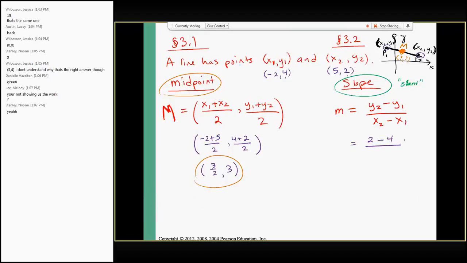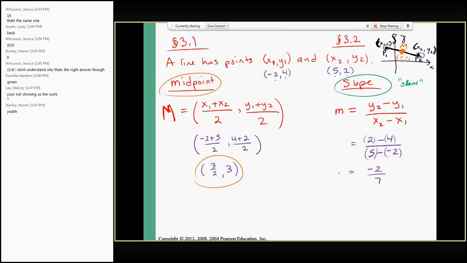In the denominator, I'm going to go back to this one, which is 5, subtract this x, which is -2. But be careful that you write -2. So what some people do is put a template of parentheses, subtract your y's in the numerator, subtract your x's in the denominator. So you get 2 minus 4 is -2, and 5 minus -2 is 5 plus 2, which is 7.